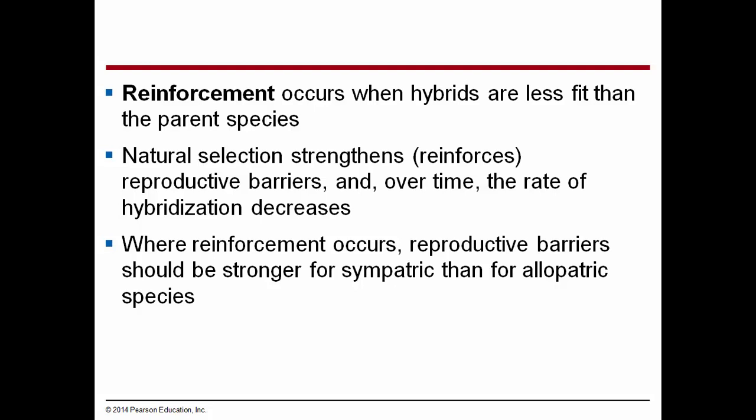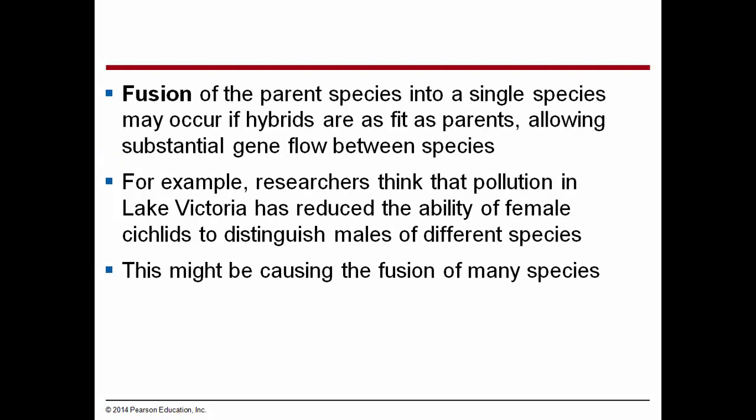Reinforcement occurs when hybrids are less fit than the parent species. Natural selection strengthens or reinforces the reproductive barriers, and over time, the rate of hybridization decreases. Where reinforcement occurs, reproductive barriers should be stronger for sympatric than for allopatric species. Fusion of the parent species into a single species may occur if hybrids are as fit as parents, allowing substantial gene flow between species.